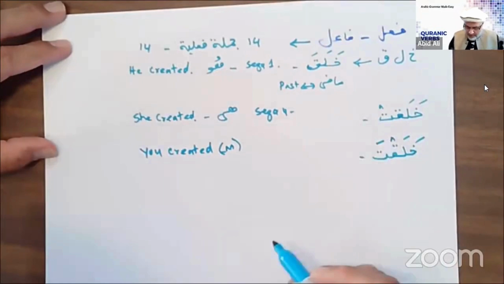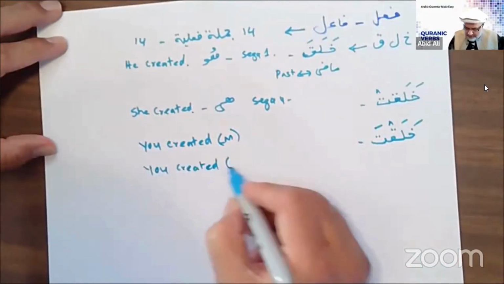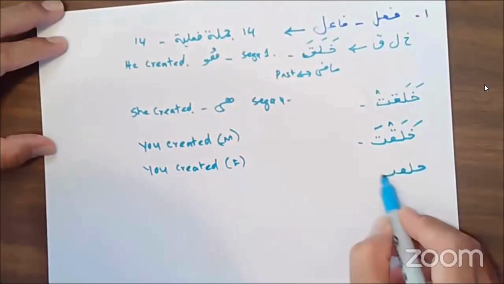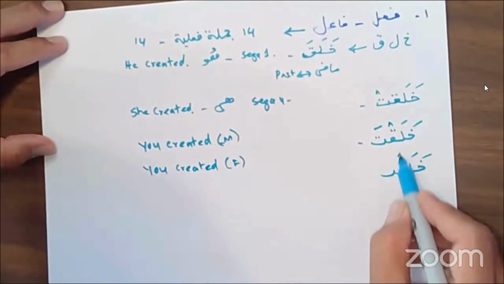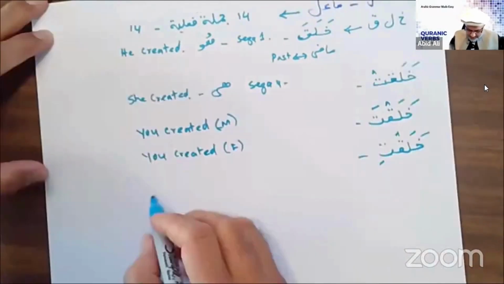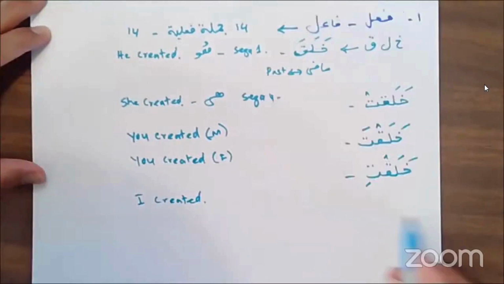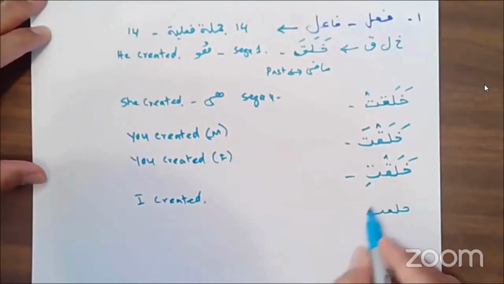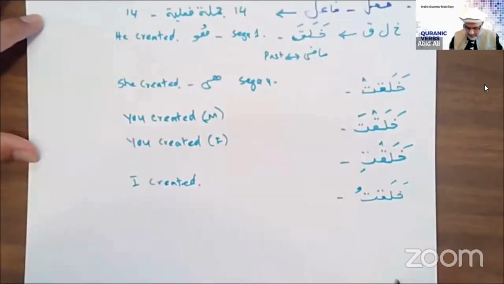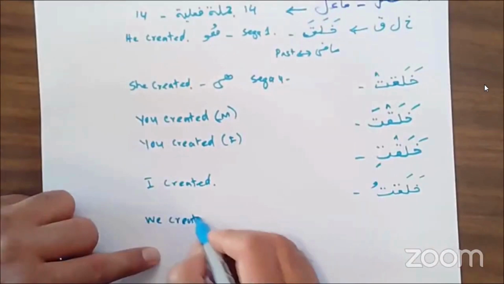If I want to say you created and I meant a female, what will this be? Khalaqti. Agree? Okay. I created. Who can tell me "I created"? Khalaqtu. What about we created? Khalaqna.